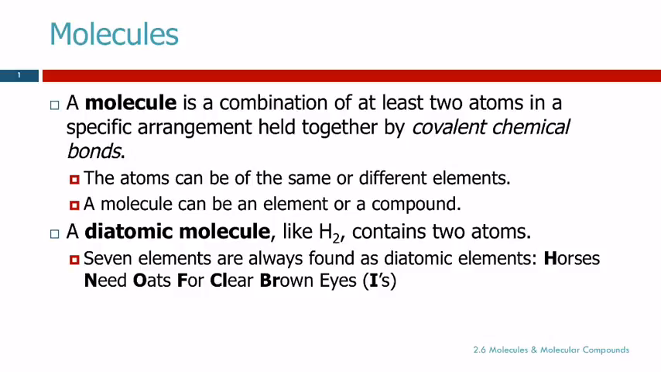And there's a mnemonic, a sentence, where the first letter of each word has significance. Horses need oats for clear brown eyes. So those 7 elements are hydrogen. So if you see hydrogen all by itself, it's always going to be H2.